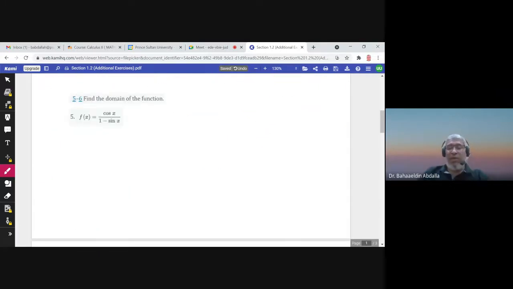Another similar example, it's not that similar, but with trigonometric functions. Again, we have a fraction, and we do not accept that the denominator is 0. So if you take sine x to the other side, sine x would be 1. Any x value that makes sine 1 shouldn't be in the domain of this function. So we have to search out where sine is 1.